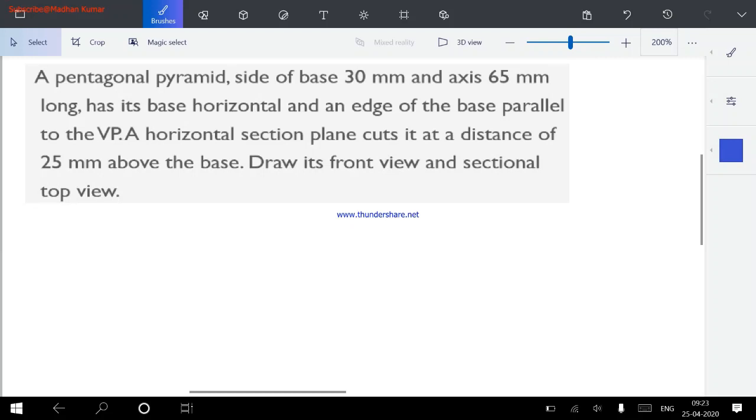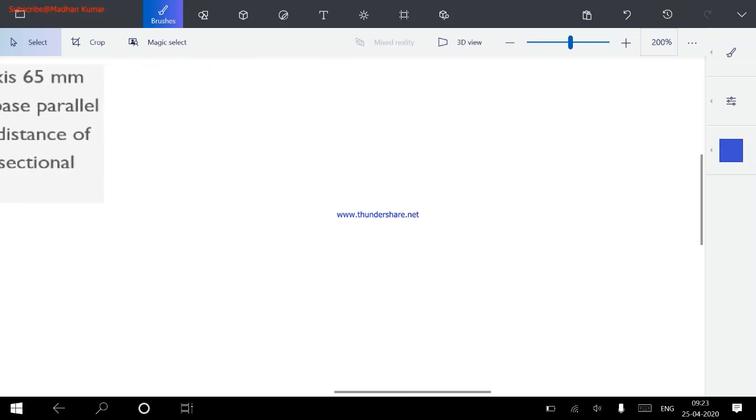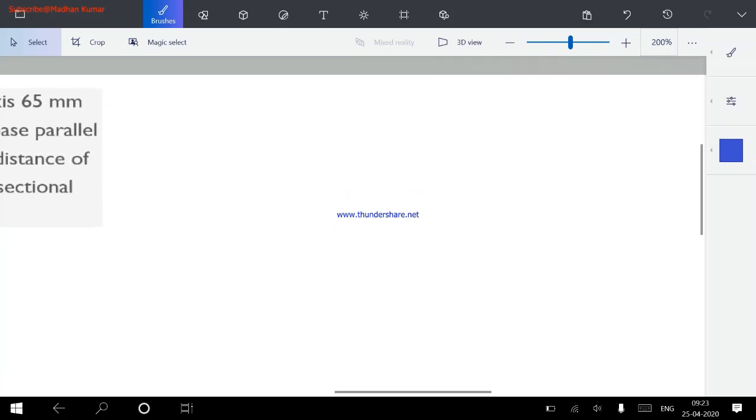So first of all we have to draw the pentagonal pyramid, that is the orthogonal projection. So let me draw this pentagonal pyramid.